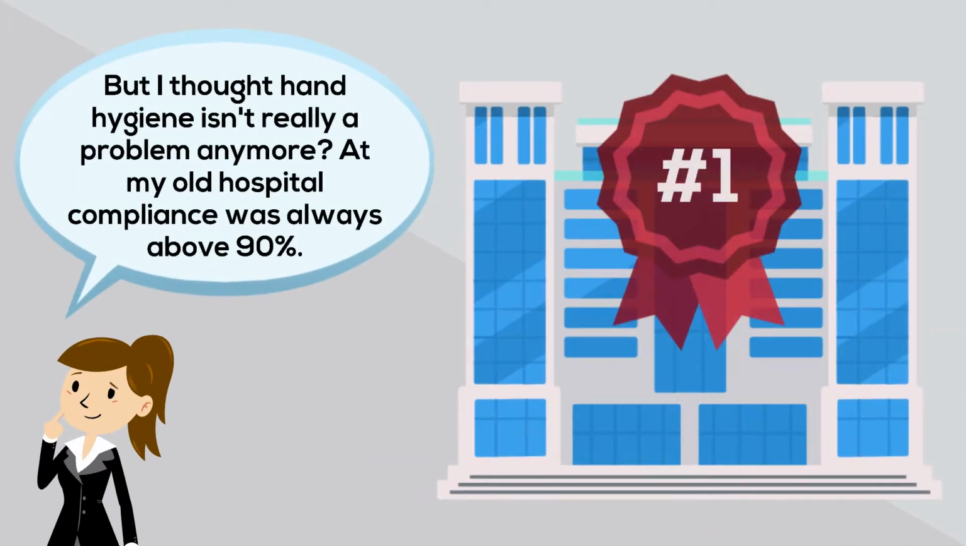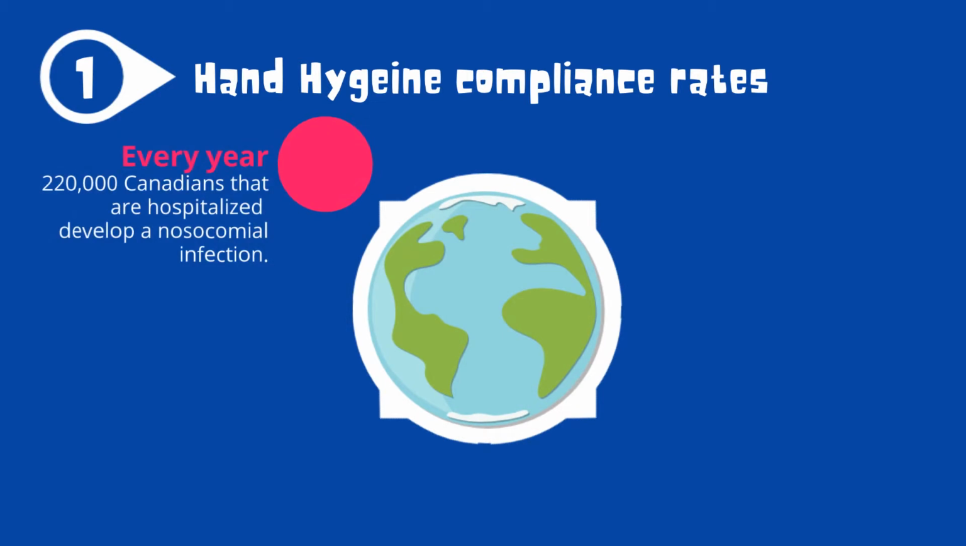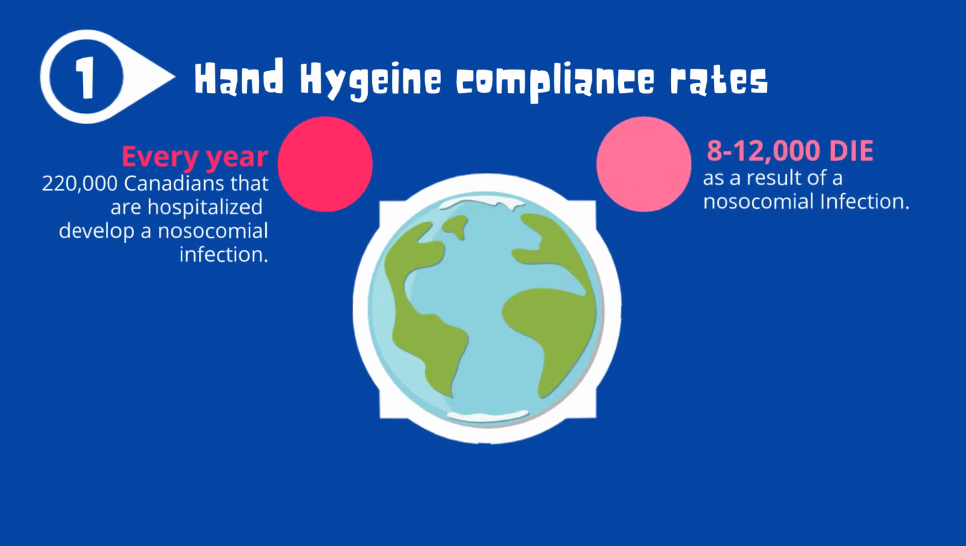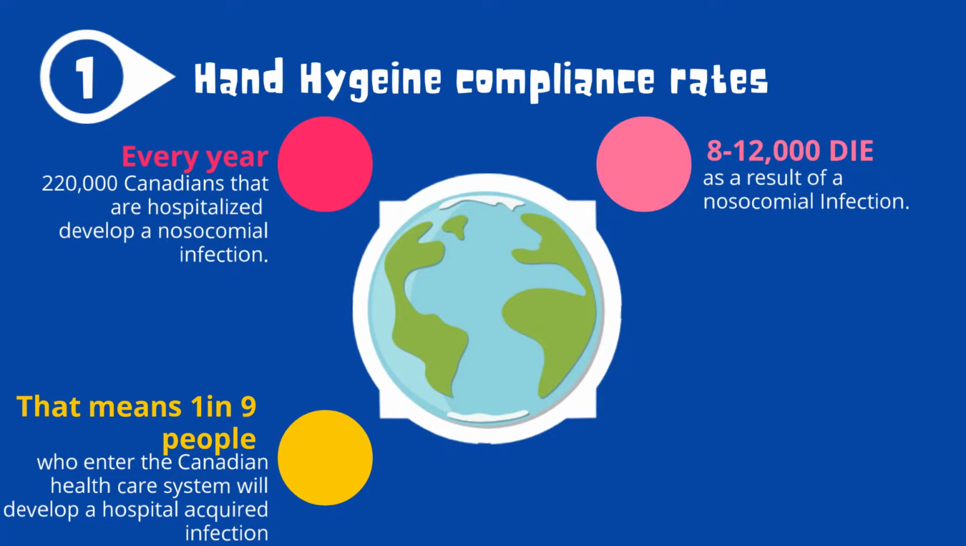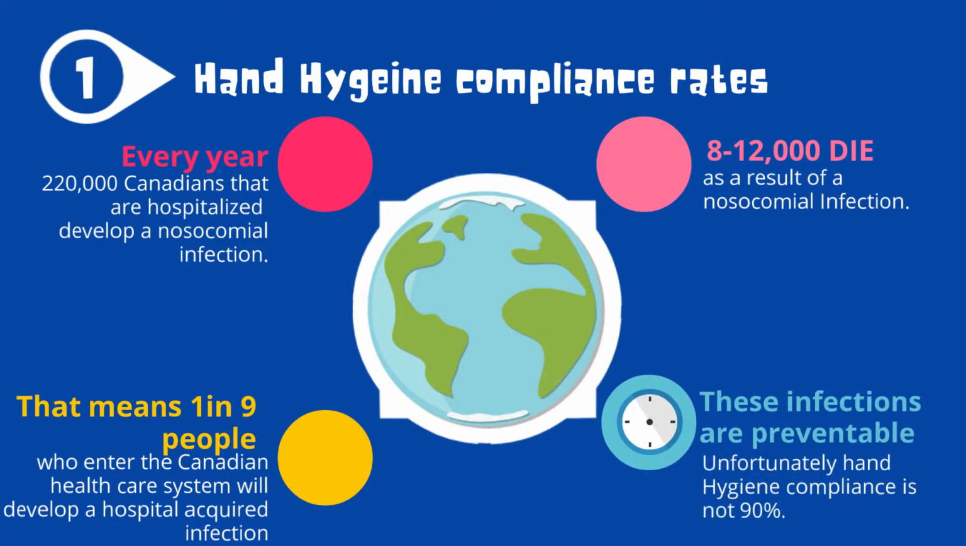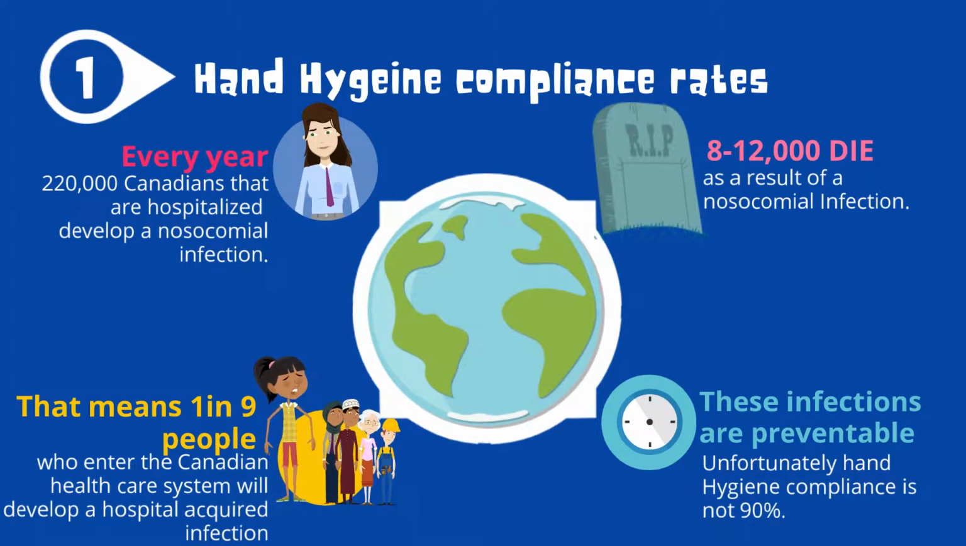But I thought hand hygiene isn't really a problem anymore. At my old hospital, compliance was always above 90%. Every year, 220,000 hospitalized Canadians develop a nosocomial infection. 8 to 12,000 die as a result of a nosocomial infection. This means that 1 in 9 people who enter the Canadian healthcare system will develop a hospital-acquired infection. These infections are preventable. Unfortunately, hand hygiene compliance is not 90%.